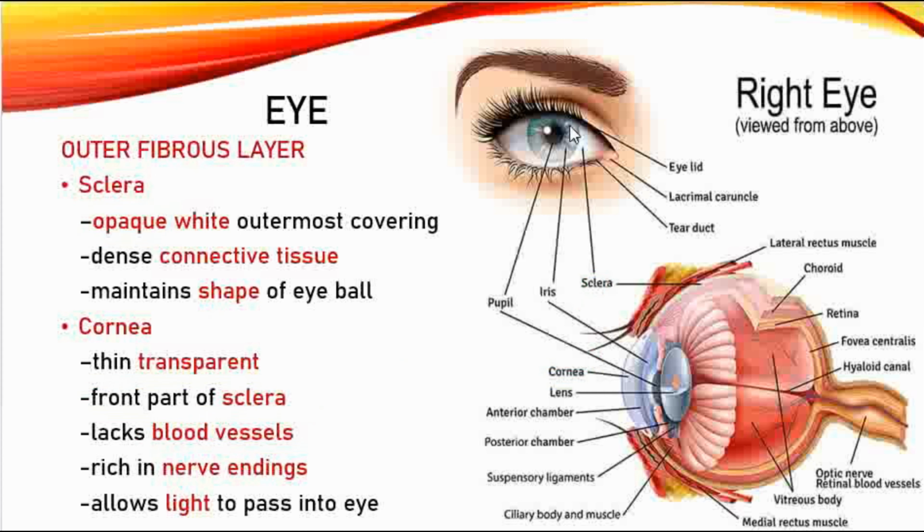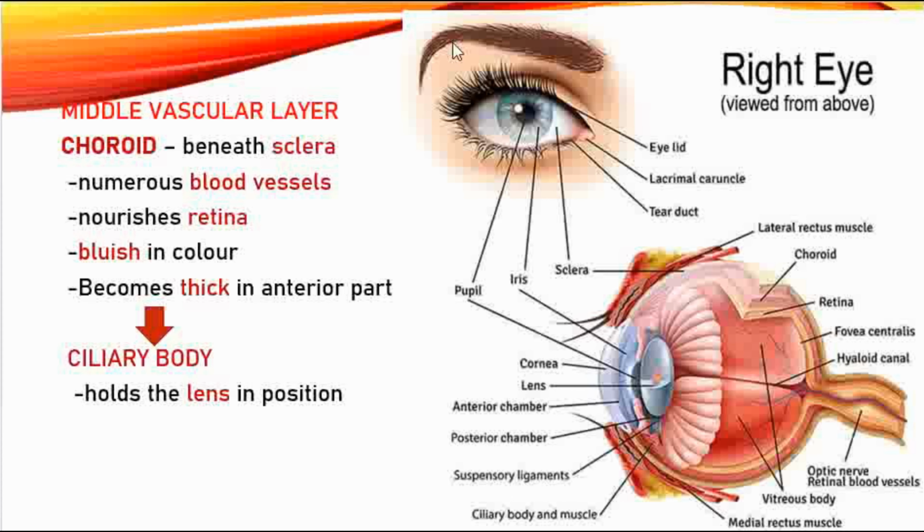Next, coming to the middle vascular layer. So what is in the middle vascular layer? The choroid. Coming to the choroid, what is a choroid? It is beneath the sclera. Obviously the next layer for us is the choroid. So after the sclera we have the choroid.